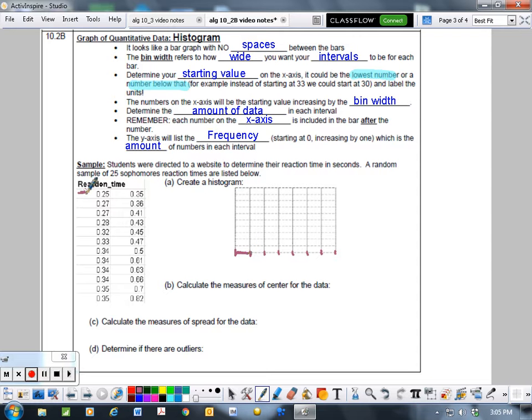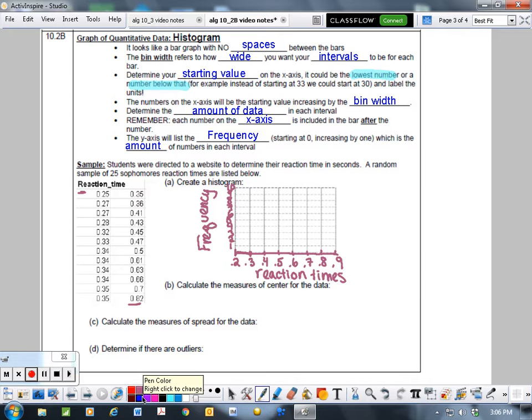So it looks like we've got 0.25, all the way up to 0.82. So let's start with 0.2, and we'll just go up 0.3, 0.4, 0.5, 0.6, 0.7, 0.8, 0.9. So there's our reaction times. And then we're going to put our frequency over here. So this is the amount of numbers we actually have in those intervals. So we could have 1, 2, 3, 4, 5, 6, 7, 8, 9, or 10. So now I'm going to try and color code this.